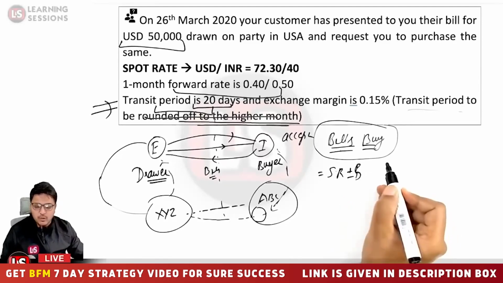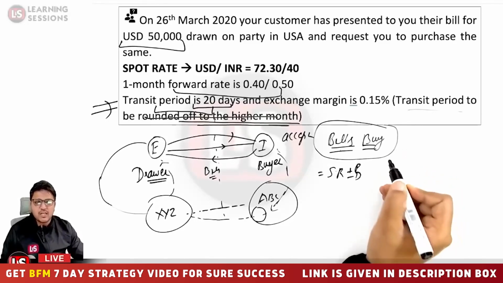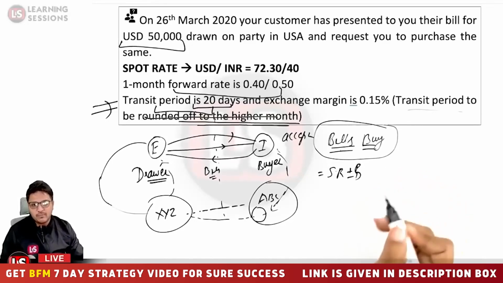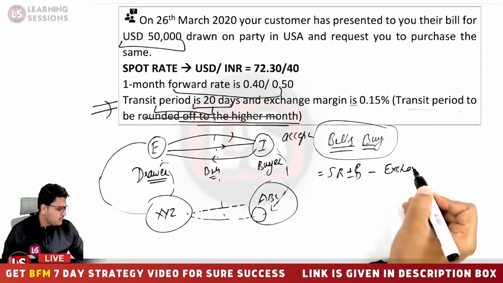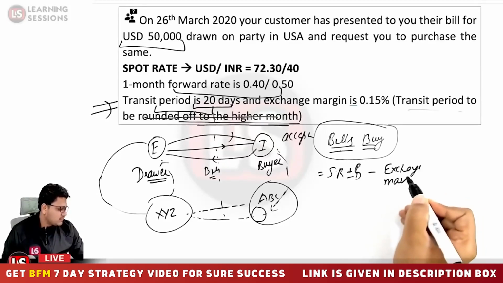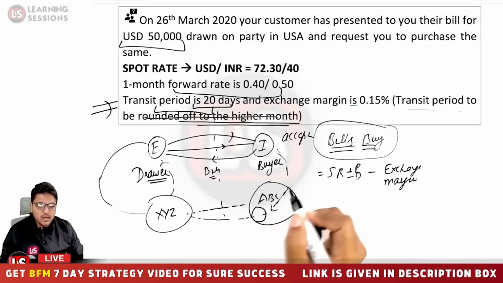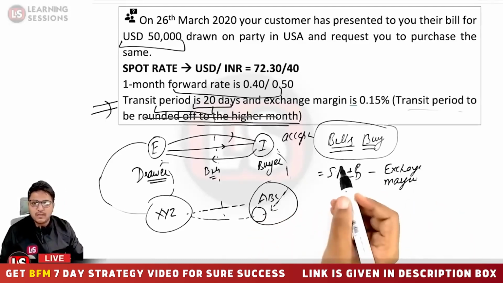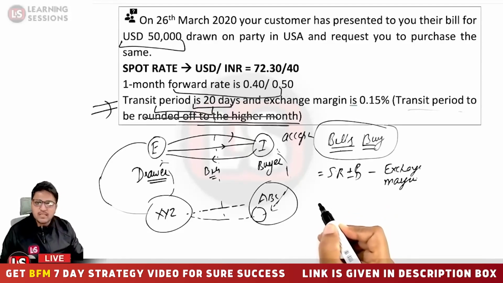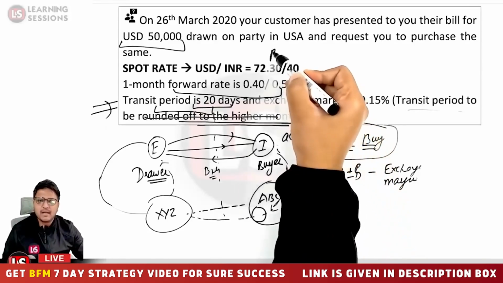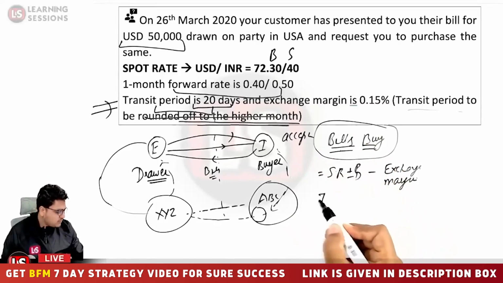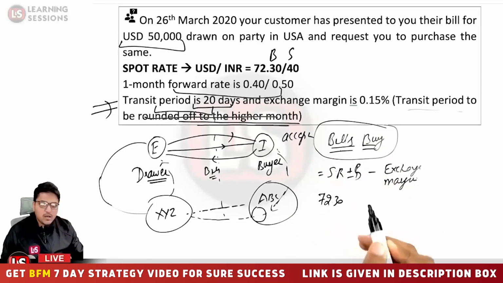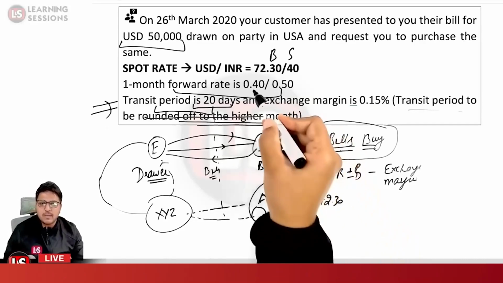And further, as I already told you, if it is a buying rate, the exchange margin is to be subtracted. Okay. So this is how we will be calculating the price. So the spot rate is given as what? This is the buying rate and this is the selling rate, and we are concerned about the buying rate. So it is 72.30. Now we need to check if the currency is available at a premium or discount.